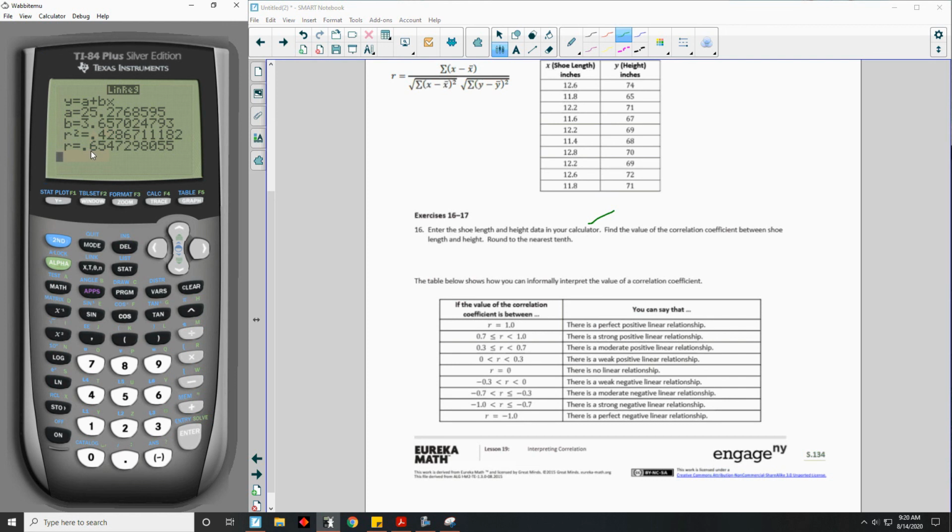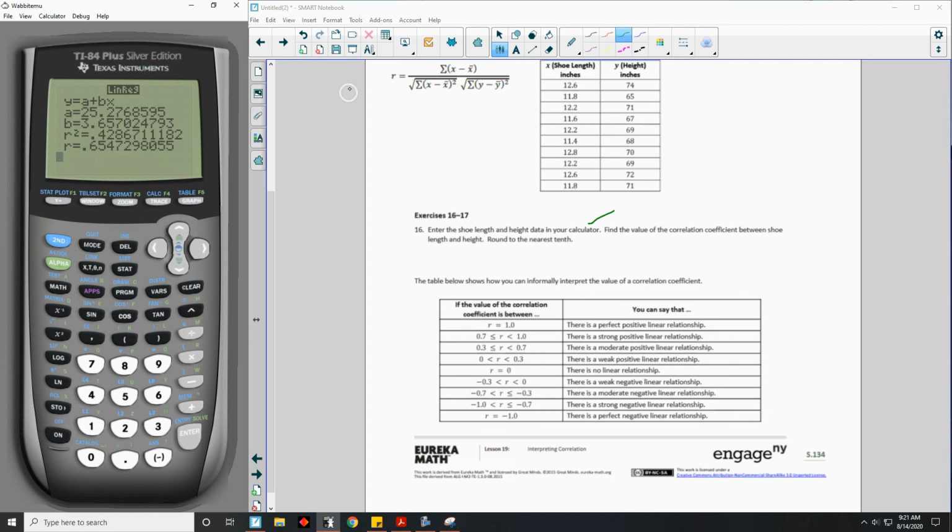So is this a positive or negative correlation? It's positive. 0.65 is positive. Is it weak? Is it moderate? Is it strong? 0.65 is more than 0.5, which is the middle of the road. This would be a moderately strong correlation. Positive, by the way.